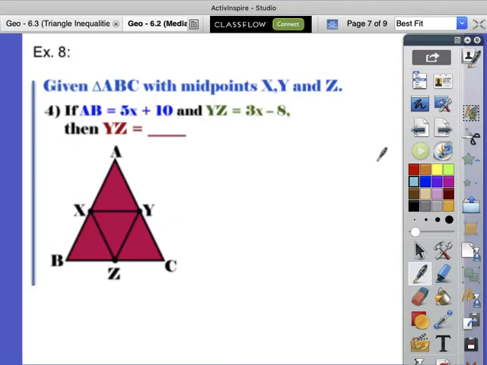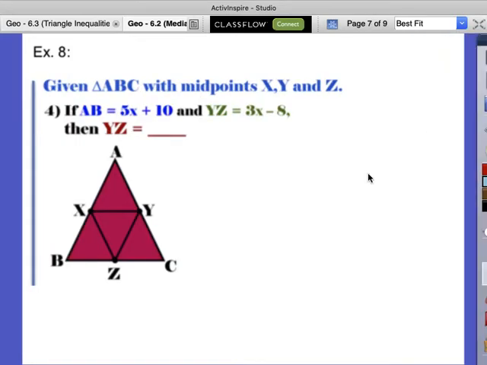Okay. Let's look at number 4. We're given the same kind of triangle, and we're told the midpoints are X, Y, and Z again. So that makes XY what kind of segment? X, Y, and Z are midpoints. So XY is a mid-segment because it connects two midpoints. What's YZ? What kind of segment is that? Mid-segment. What kind of segment is XZ? Mid-segment, connects two midpoints.